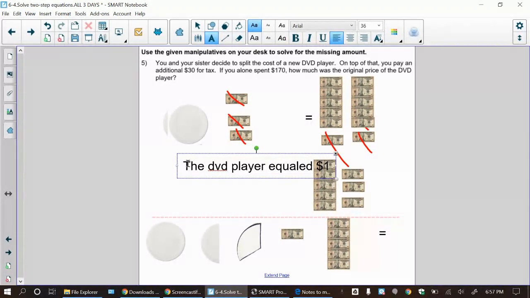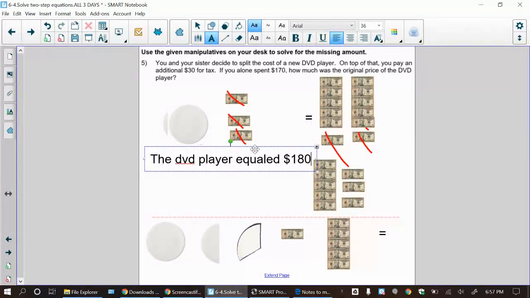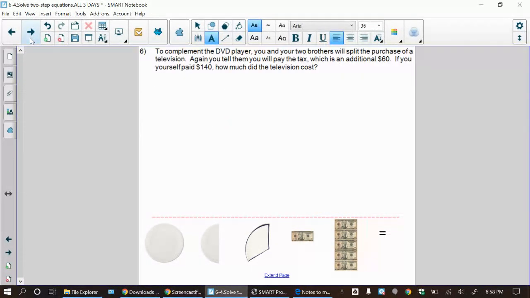And remember, whenever you're answering word problems, you kind of want to answer it in a full sentence that restates the question. We were trying to find out how much the DVD player equaled. Okay? Which makes sense because if you only had to pay half of this plus your $30, that is $90. And that's what we had at one point. Let's look at our next one.